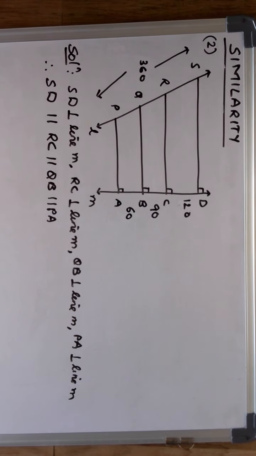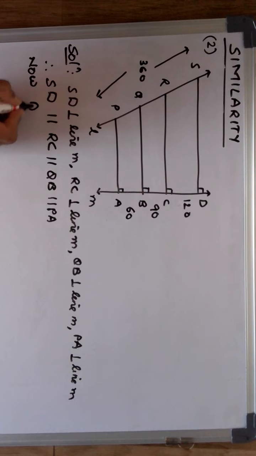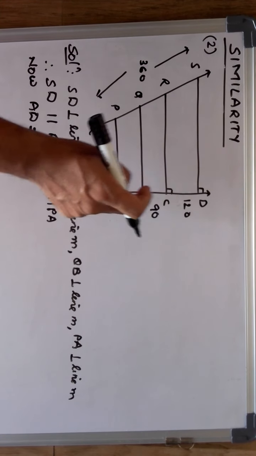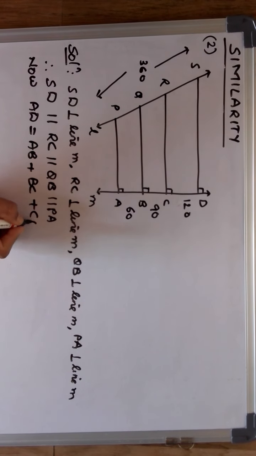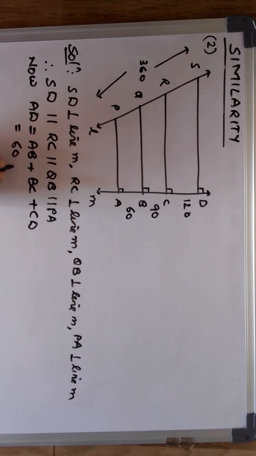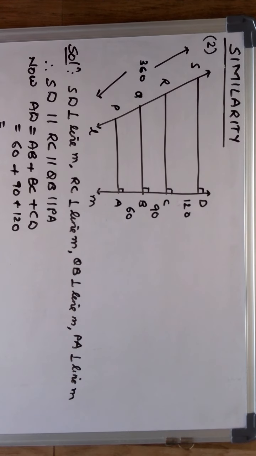Now I want to find one thing. So I would first add up what AD is. So AD I will add and see how much I get. Now AD by rule is AB plus BC plus CD, which is 60 plus 90 plus 120. So it is 270, I think. Yes, 270. Let me check it once again. 120 and 90 is 210, and 210 and 60 is 270. Yes, 270. Okay.